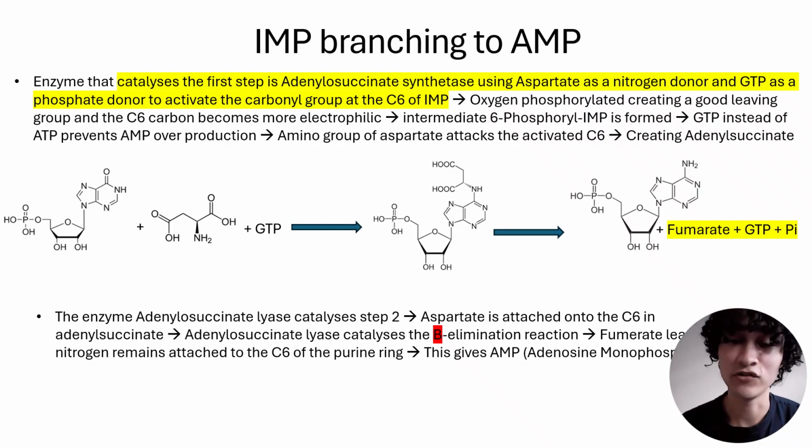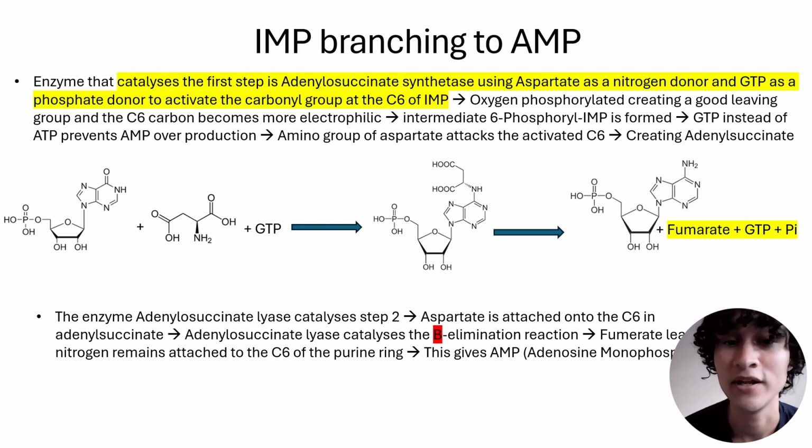So you can see the story coming together now in this long pathway. So the enzyme that catalyzes this branching, if you like, and this subsequent formation of adenosine monophosphate is adenylosuccinate synthetase.